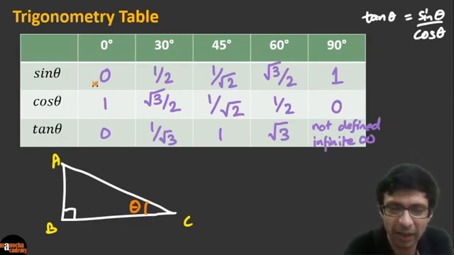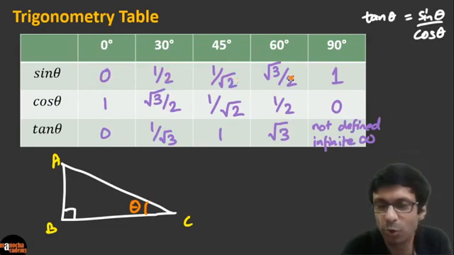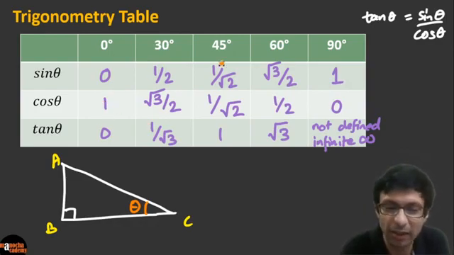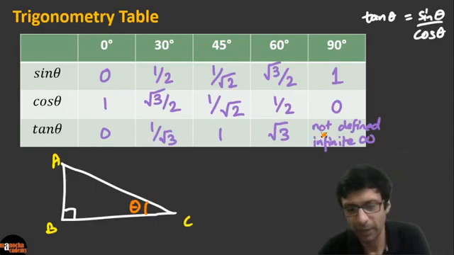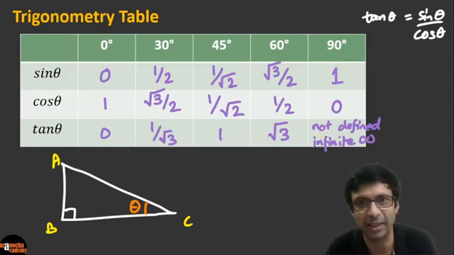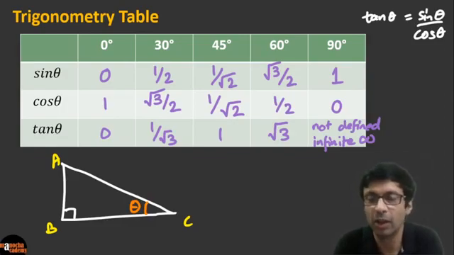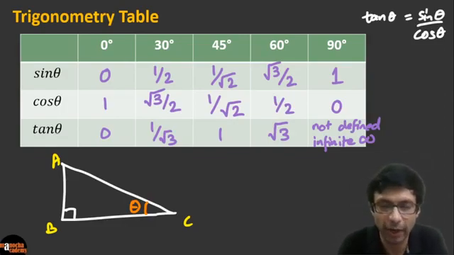Okay. So it's going to be 0, 1/2, 1 by root 2, root 3 by 2 and 1. And it's the inverse in the cos. And the tan is actually the division of the two, but just learn it up, so that you don't have to remember it during your test. Clear? And guys, this is really easy to prove. I'd really encourage you to try to prove these.